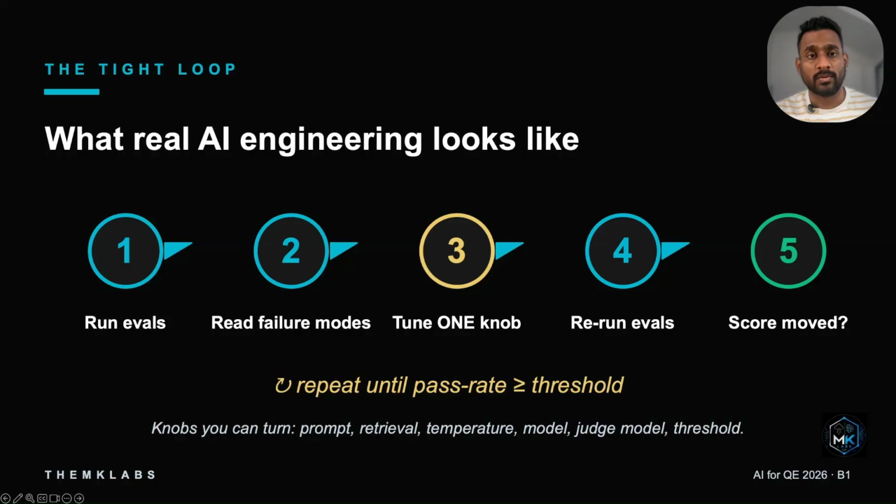Tune one, watch the score. Don't change 3 things at once. You will never know which one mattered the most. Same discipline you use when triaging a flaky test. Isolate one variable, measure, and then move.